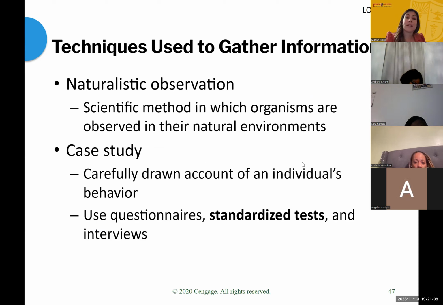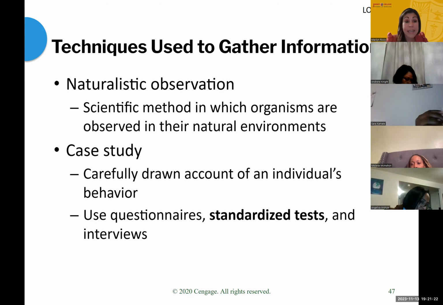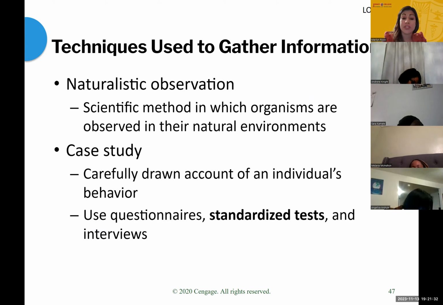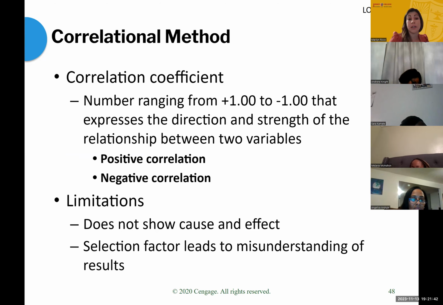Okay, so some techniques used to gather information. Now we're going into research and study a little bit. The naturalistic observation, the scientific method in which organisms are observed in their natural environments. A case study is basically you're studying people or one person at a time. A case study is a carefully drawn account of an individual's behavior. It uses questionnaires, standardized tests, interviews, observations, all kinds of things to study that case study, which could be the person or a child or whoever it is.